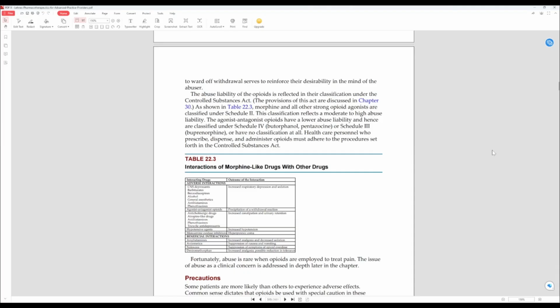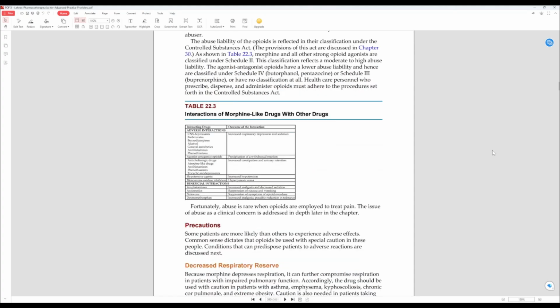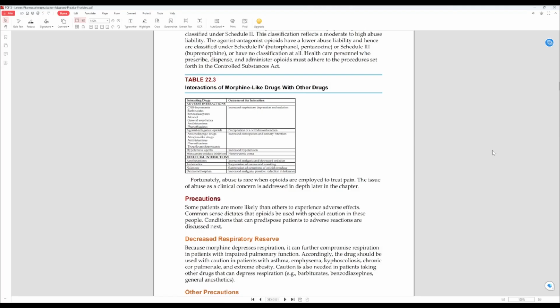The agonist-antagonist opioids have a lower abuse liability and therefore are classified under Schedule IV or Schedule III, or have no classification at all. Healthcare personnel who prescribe, dispense, and administer opioids must adhere to the procedures set forth in the Controlled Substance Act. So here's Table 22.3, an outstanding spot to hit pause so you can see the interactions of morphine-like drugs with other drugs.